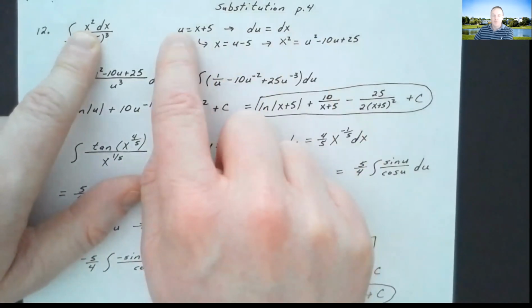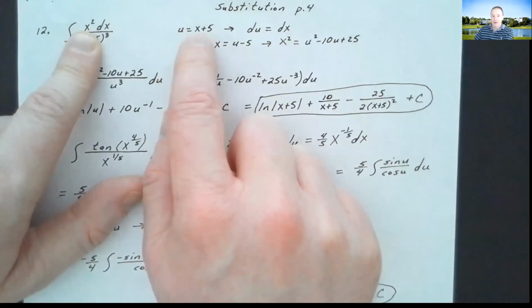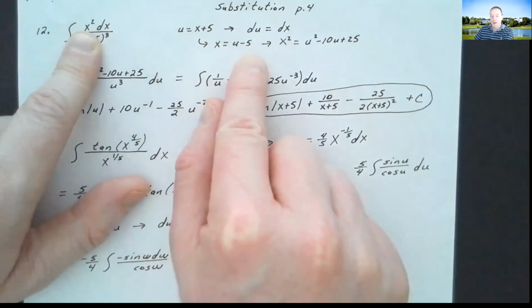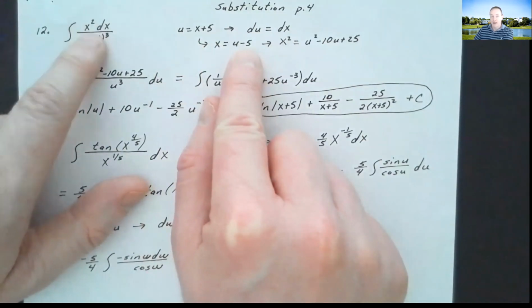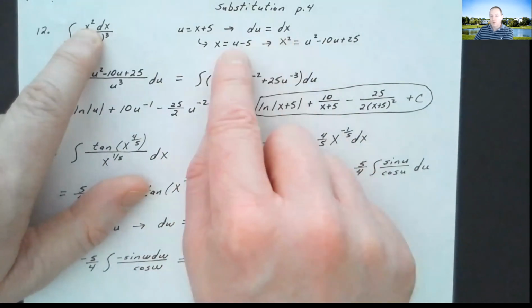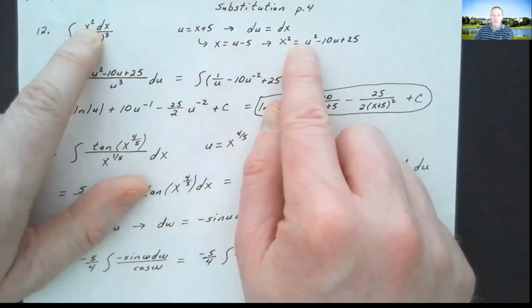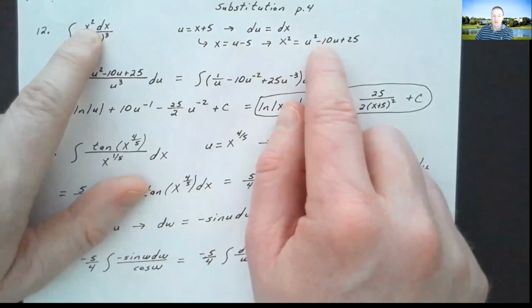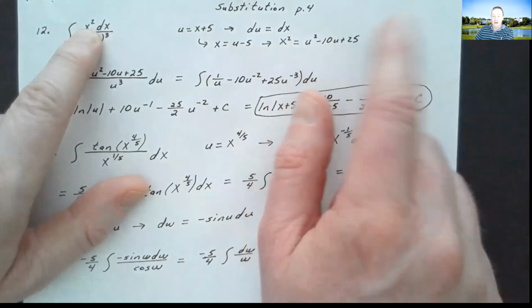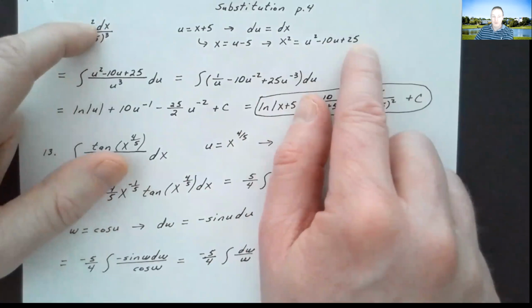So I know that if u is equal to x plus 5, then I know x is equal to u minus 5. I don't just have an x that I have to get rid of in that numerator, though. I have an x squared. So x squared would equal the group u minus 5 quantity squared, which you do not want to leave as u minus 5 quantity squared. You need to expand that out. U minus 5 quantity squared is going to be u squared minus 5u minus 5u for minus 10u, and then you'd have negative 5 times negative 5 for plus 25 in the last term.